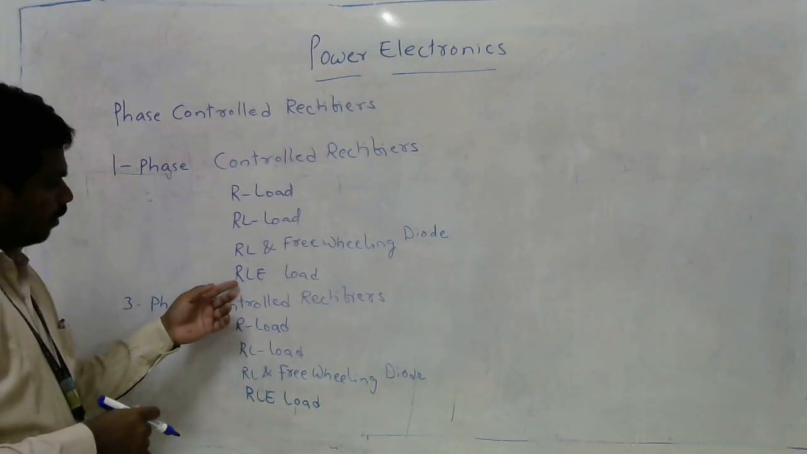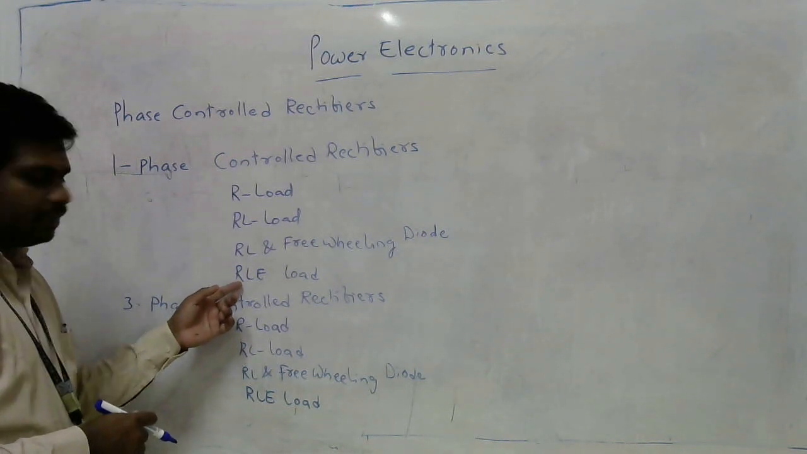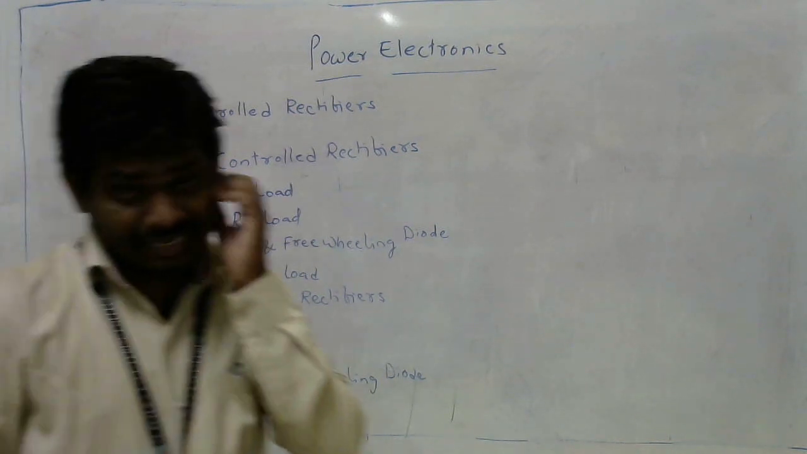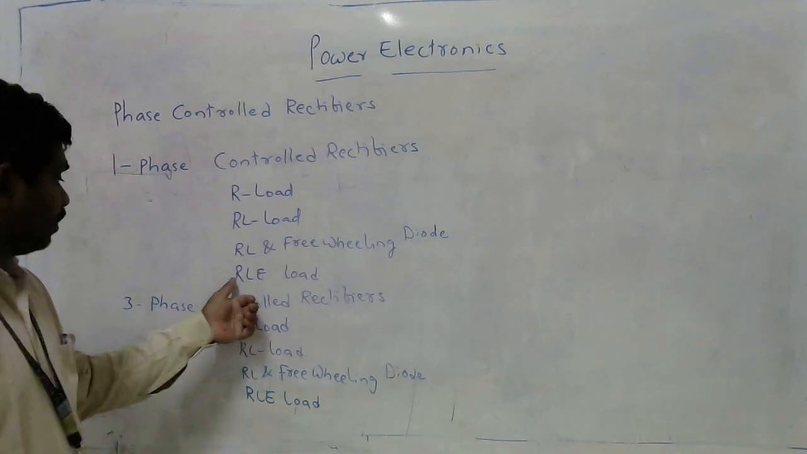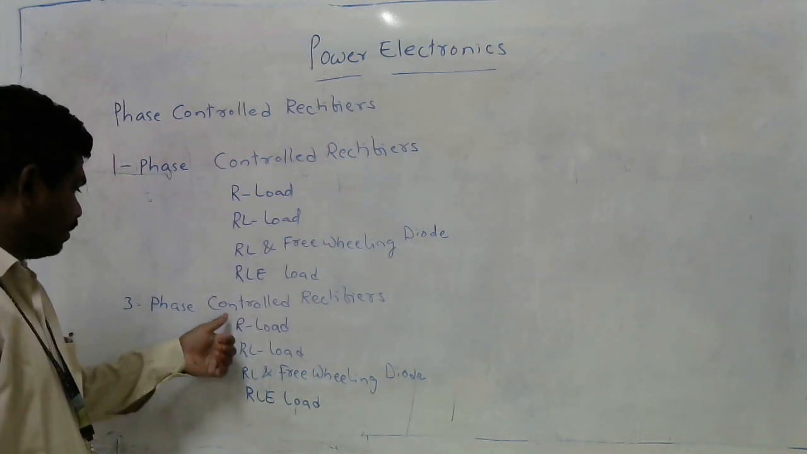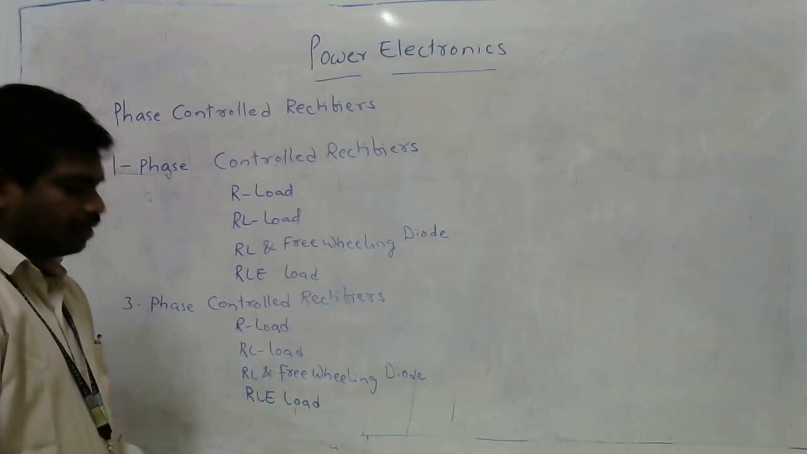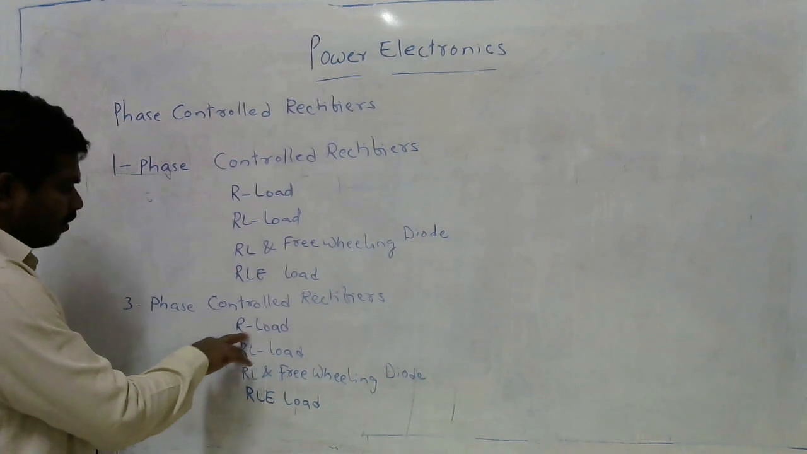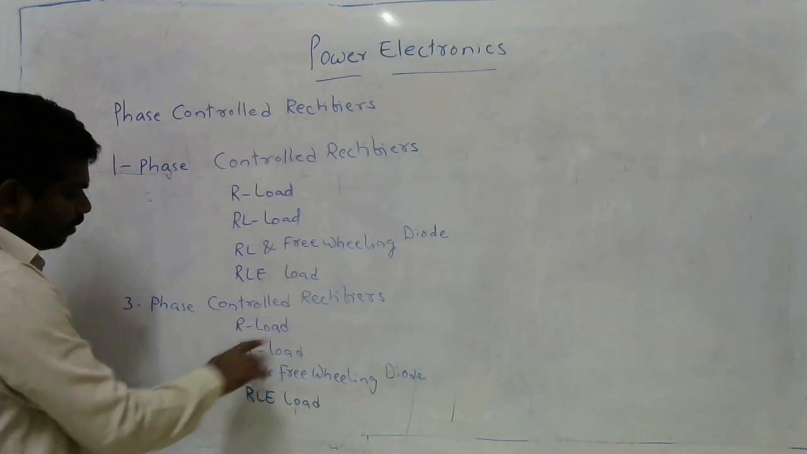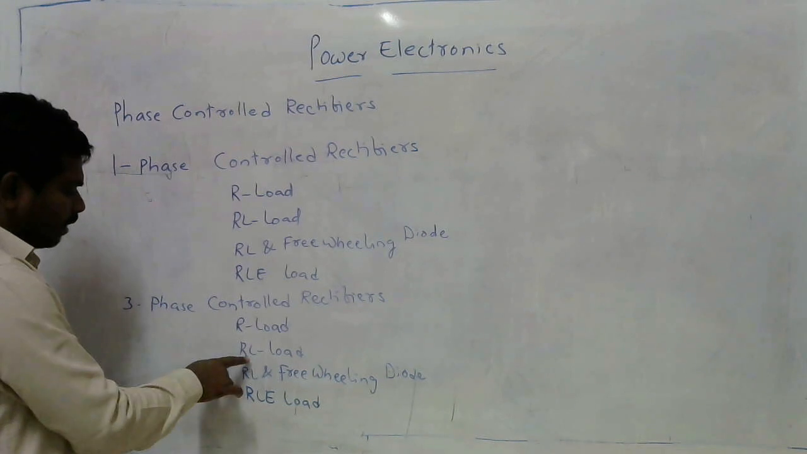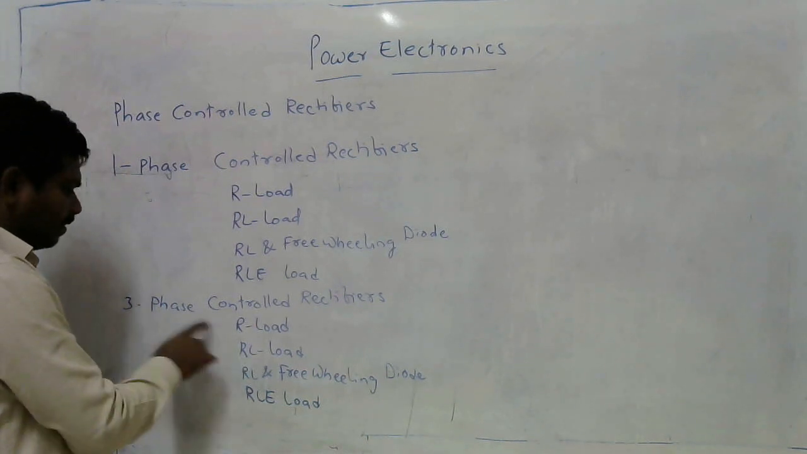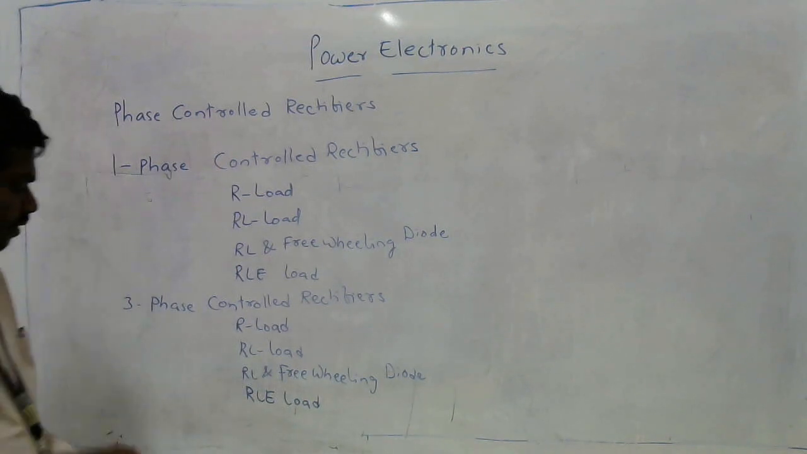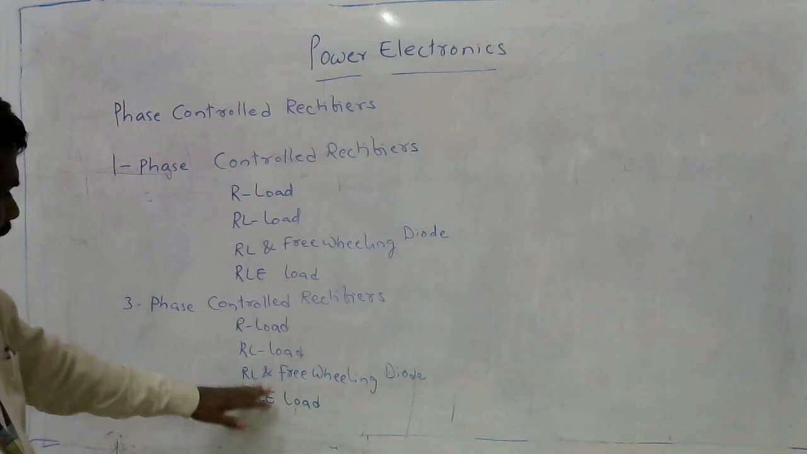And single phase control rectifiers with RLE load also. This E indicates another source, a DC source, which is connected at the load side along with R and L. In the same way, three phase control rectifiers are also to be explained. There we are going to see three phase control rectifier with R load, with RL load, with RL and freewheeling diode combination, and with RLE load. These are the main contents.